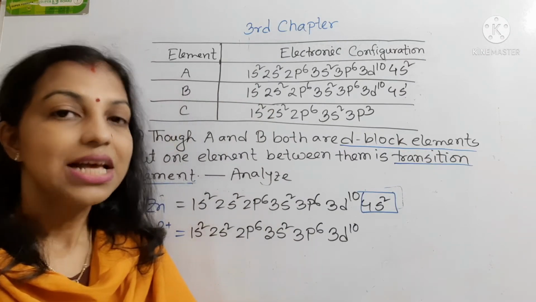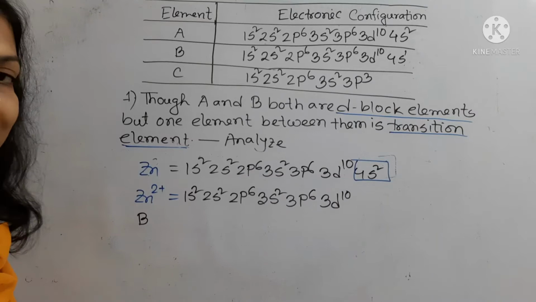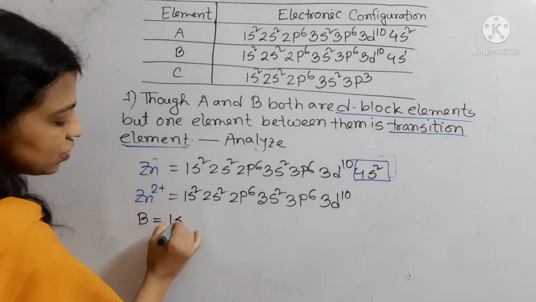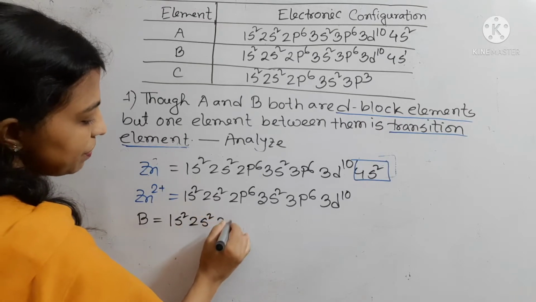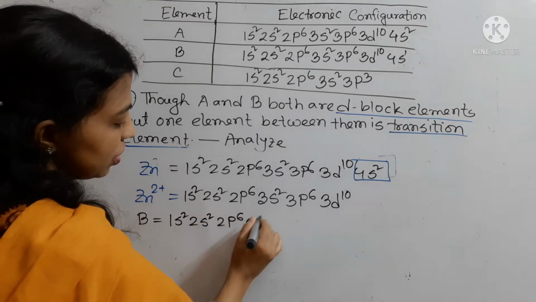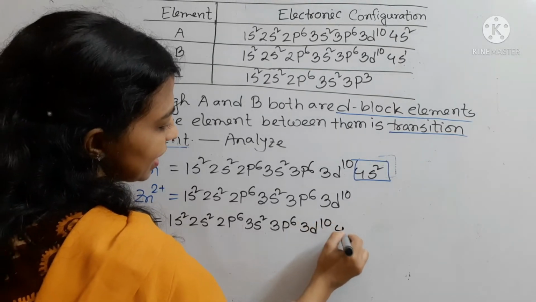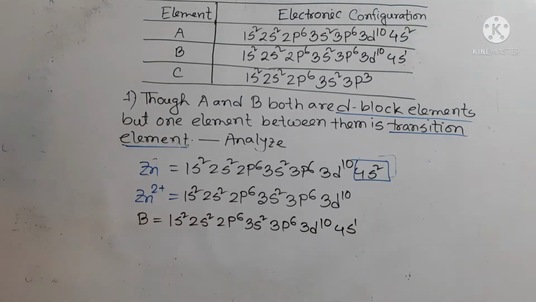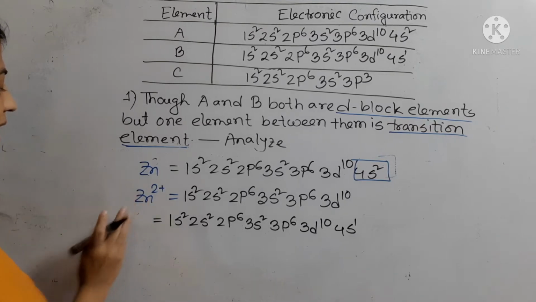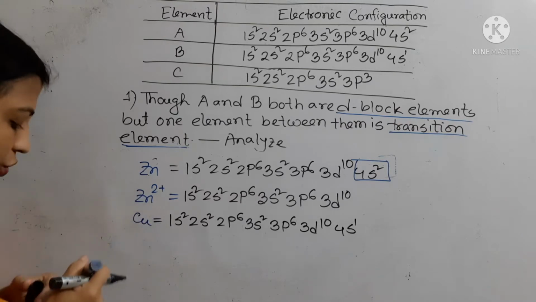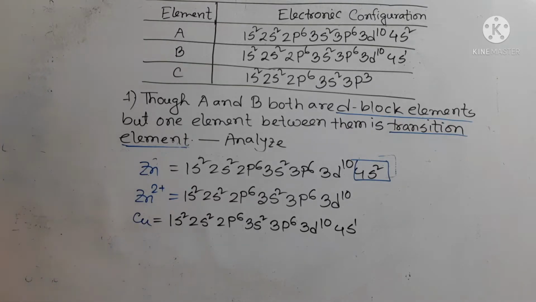Now let's discuss B. The electronic configuration given for B is 1s2, 2s2, 2p6, 3s2, 3p6, 3d10, 4s1. If we calculate the total number of electrons, it is 29. That means here B is copper. You know the stable ion of copper is copper 2 plus.